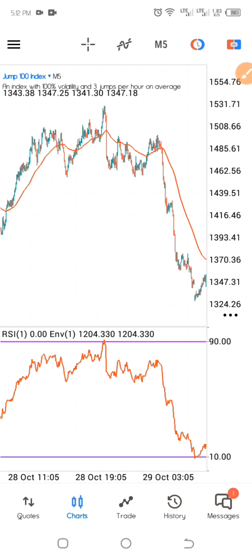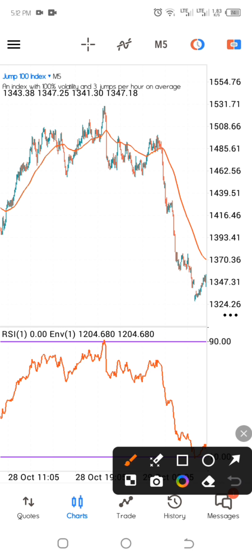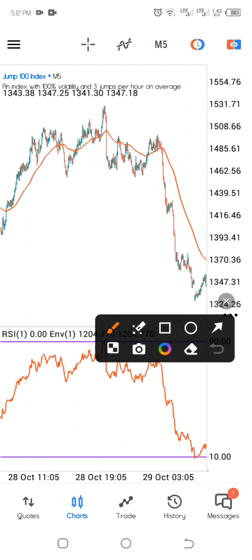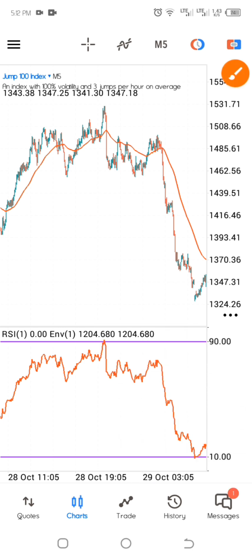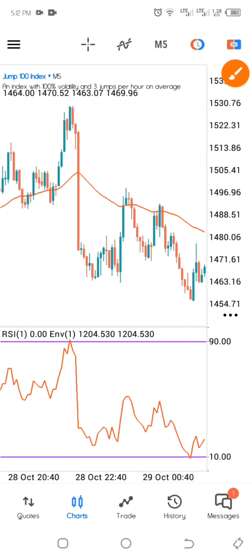Okay, so after we see that momentum candle breaking below the envelope line on our main chart, the next thing we wait for is the price to come back and touch.